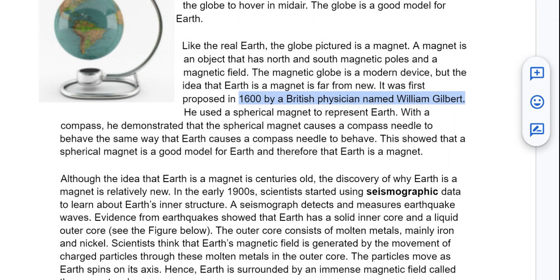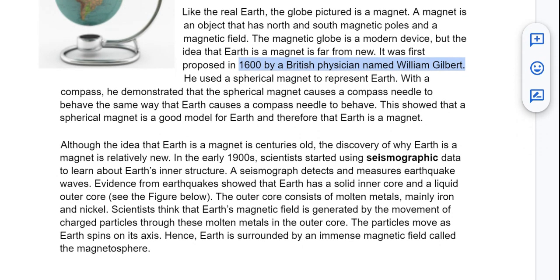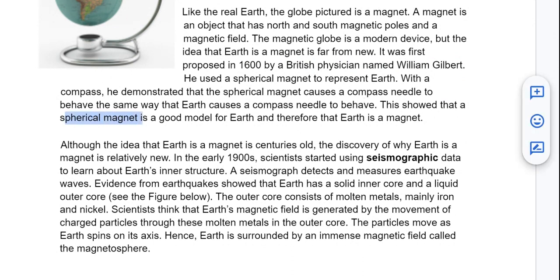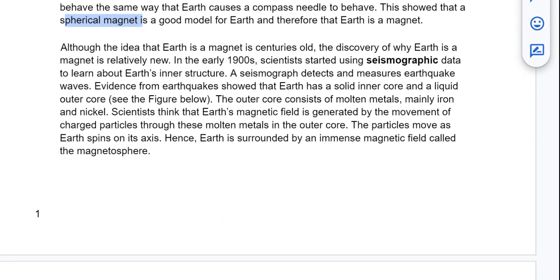He used a spherical magnet to represent Earth with a compass. He demonstrated that the spherical magnet causes a compass needle to behave the same way that Earth causes a compass needle to behave. This showed that a spherical magnet, meaning a magnet that looks like a ball, is a good model for Earth, and therefore that Earth is a magnet. Although the idea that Earth is a magnet is centuries old, the discovery of why Earth is a magnet is relatively new.